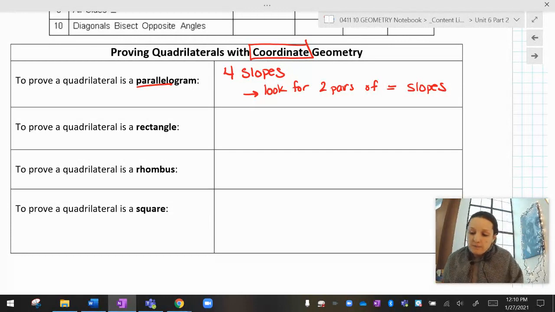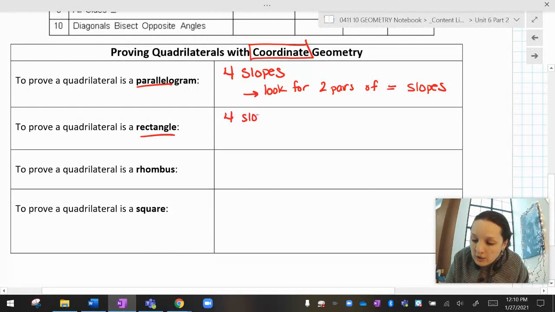Okay? What if you want to prove it's a rectangle? Well, the base definition of a rectangle is a quadrilateral with 4 right angles. If something has right angles, its sides are perpendicular. What formula proves perpendicularity? Slope again. So if you want to prove something's a rectangle, you again want to find all 4 slopes, and you want to look for pairs of opposite reciprocal slopes.